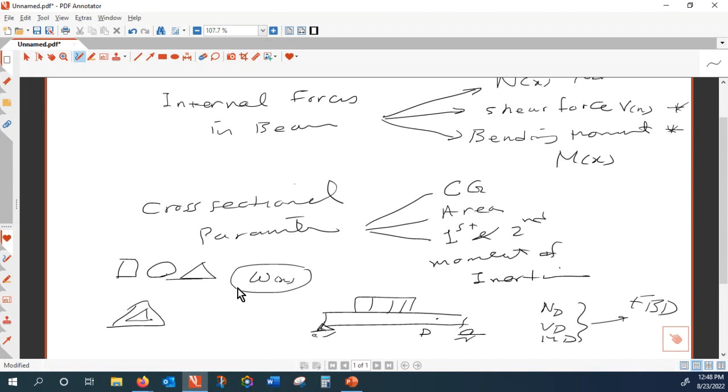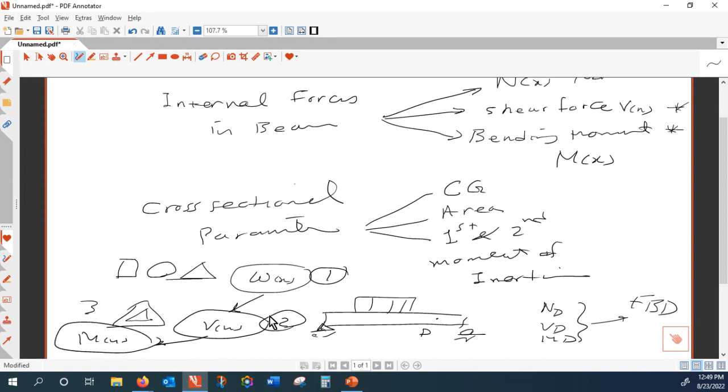So in the method of equation, we start with W of X. And then the next step is to find shear force V of X. That is the second step. And the third step is to find out M of X. That is the third step. And how do we go from 1 to 3? That is by the method of equation. The method of equation says dV over dx is equal to W of X.